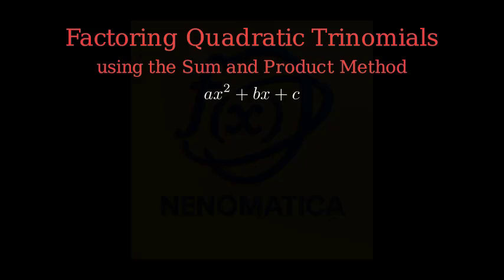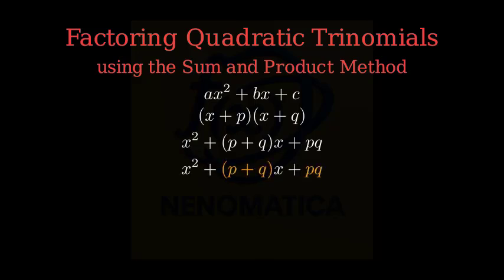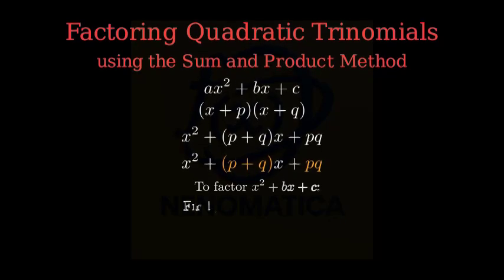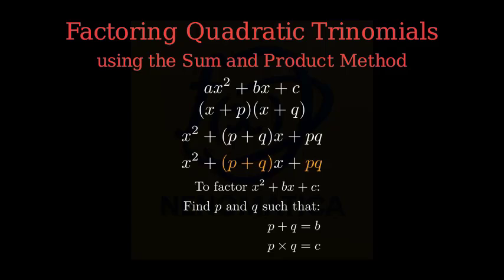The key to the sum and product method is to recognize that when we expand a factored form of (x + p)(x + q), we get x squared plus (p + q)x plus p times q. This means that p plus q represents the coefficient of x, and p times q represents the constant term. When factoring, we need to find values of p and q where their sum equals the coefficient of x, and their product equals the constant term.